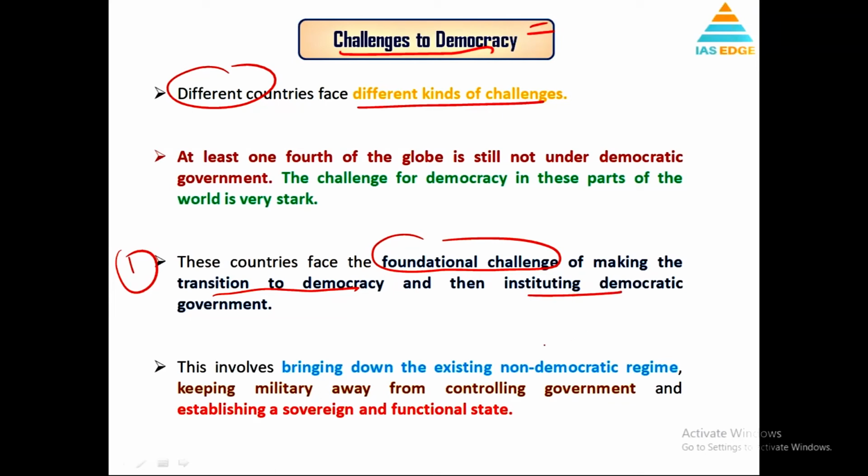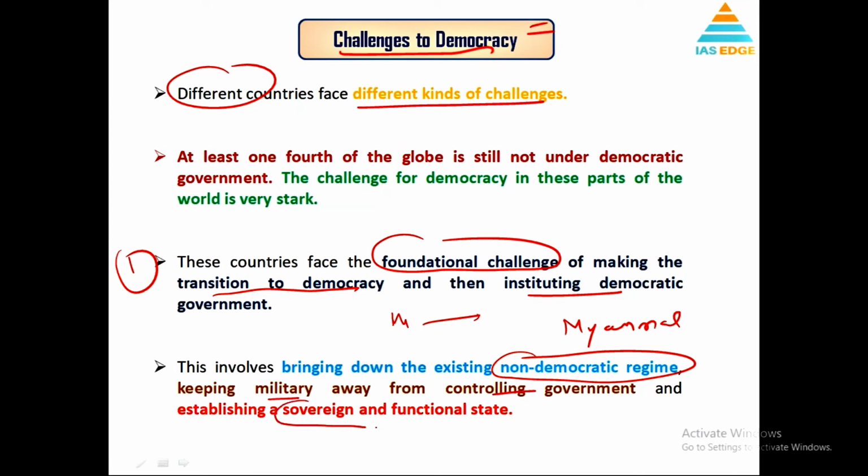Now, challenges to democracy have to be understood at various levels. The first is the foundational challenge. Many countries in the world, if I talk at the macro level, are facing a problem: they have transitioned to democracy, but they have not developed institutions. Second, maybe they are trying to bring in a non-democratic government.